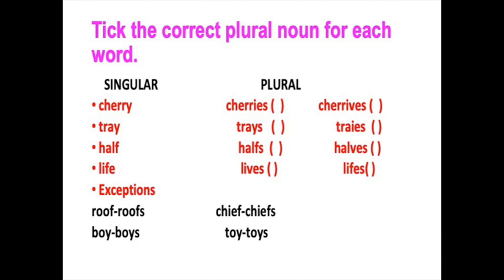One more activity. Pick the correct plural noun for each word. Cherry, cherries. So which one is correct? I know you know very well which one is correct. So do it properly. Tray, trays. Whether YS will come or IES comes. Half, halves. Which one, FS or VES? Life, lives. This you have to see. Exceptions are always there, like roof, roofs. Boy, boys will not be written B-O-I-E-S. Chief, chiefs. Toy, toys.